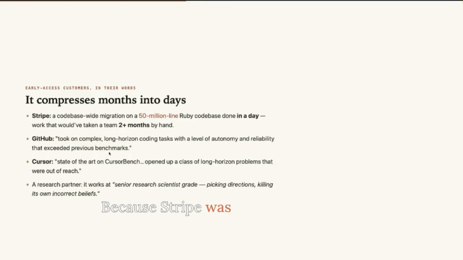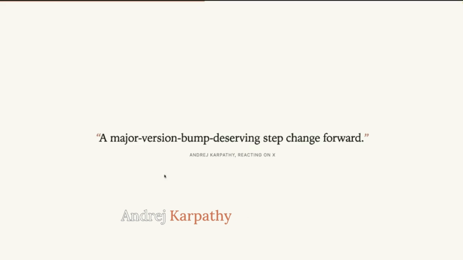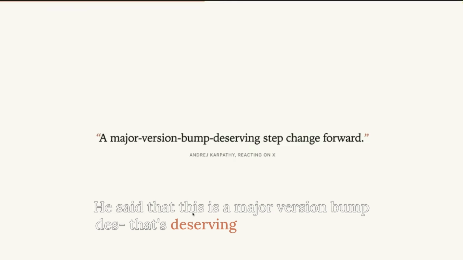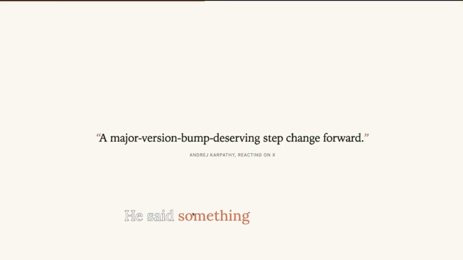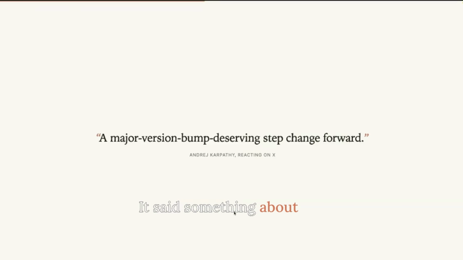Stripe was trying to do a database migration, and this would have taken about two-plus months, right? But it was able to be done in a day. Same with Get the Best. Andrej Karpathy said something. He said that this is a major version bump that is deserving of a next step. He said something in the tweet. I'm trying to remember the tweet he mentioned. He said something about the model just getting you, right?